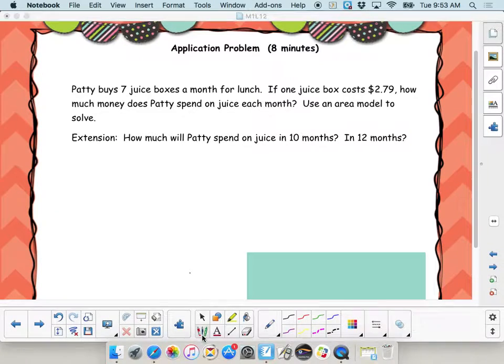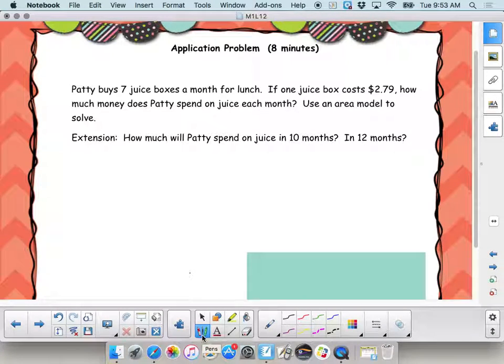Multiplication problem. Patty buys 7 juice boxes a month for lunch. If one juice box costs $2.79, how much does Patty spend on juice each month? Okay, now here's what I want you to do. Let's write an equation, and then it says you have to use an area model to solve. So let's put an equation right here.